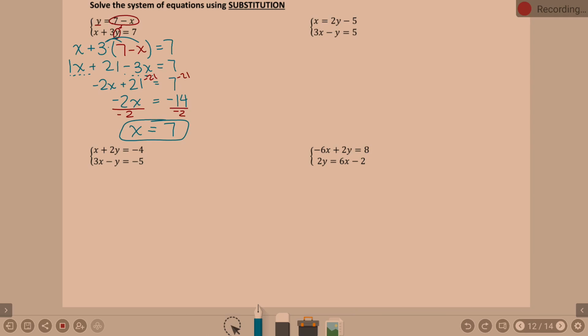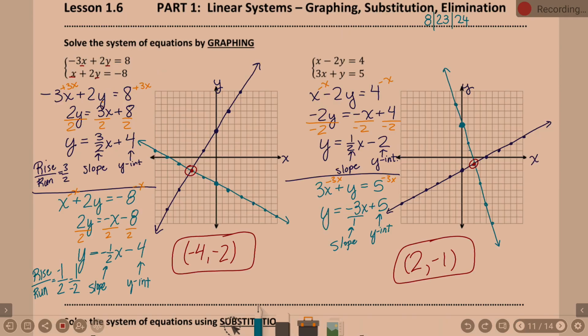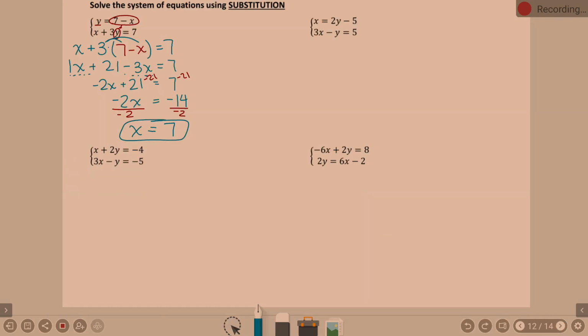Am I done? No. Why am I not done? Yeah. If you go back to our graphs, what kind of answers did we have on the graphs? We have ordered pairs, yes? Folks, if we wanted to, we could be doing this problem via graph right now. That is an option. But I'm trying to teach another method, so we're substituting instead. We have 7. We need to find this is 7 comma what? So, easiest way to find the y value.